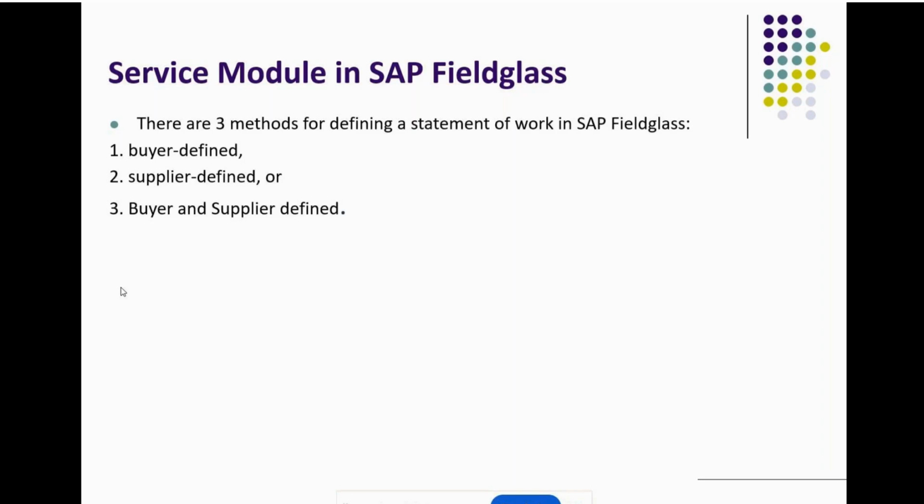For example, the buyer wants 10 headcounts or 10 employees or 10 workers to work in that project, but the supplier says no, it's not possible to give 10, we'll only go with 5 or 6. Then the supplier can edit that SOW and go with 5 or 6 headcount workers, and then it again goes to the buyer to approve it, whether he is okay with 5 or 6. Okay, so in this way there is a collaboration between buyer and supplier in buyer and supplier defined.